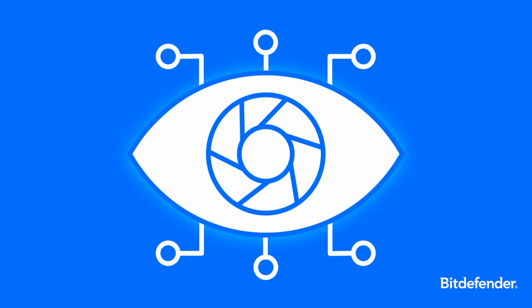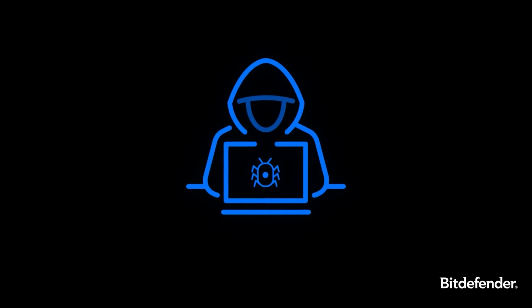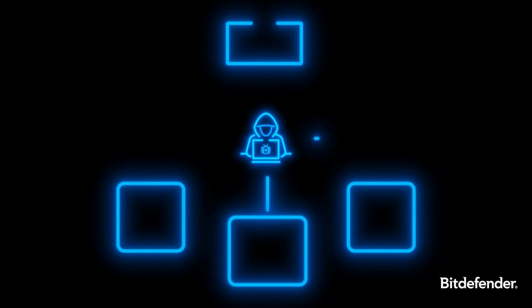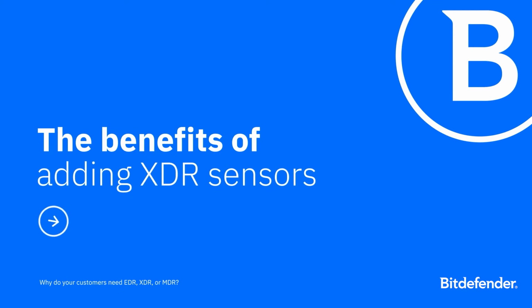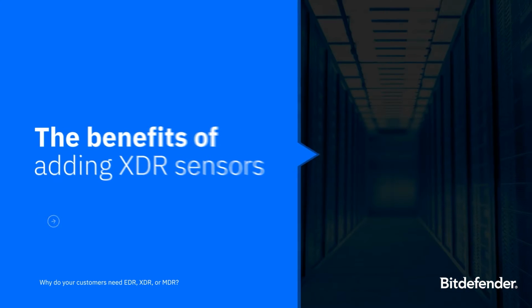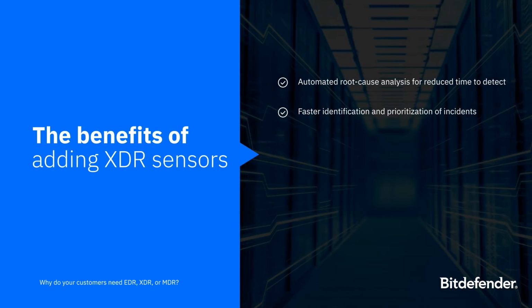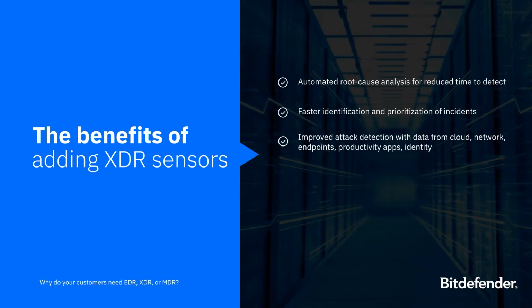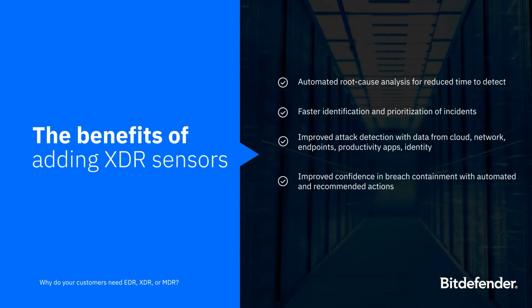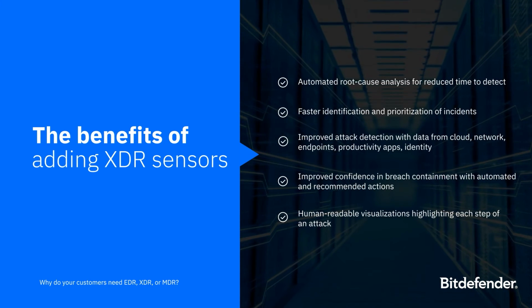When it is time to investigate and respond, GravityZone XDR solution has already identified impacted endpoints, techniques used, root causes, entry points, and more as part of human-readable visualization that connects every step in the attack path to the responses you can take to stop it. The benefits of adding XDR sensors to GravityZone deployments include automated root cause analysis for reduced time to detect, faster identification and prioritization of incidents, improved attack detection with data from cloud, network, endpoints, productivity apps, identity, improved confidence in breach containment with automated and recommended actions, human-readable visualizations highlighting each step of an attack.